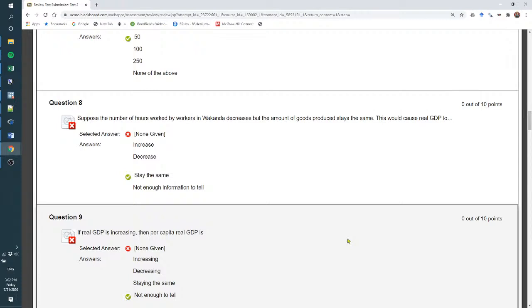I mean, it's really hard to argue that in this example the people in Wakanda aren't better off. They're better off because, well, they have the same amount of stuff, but they're not working as hard. So they're better off, obviously.